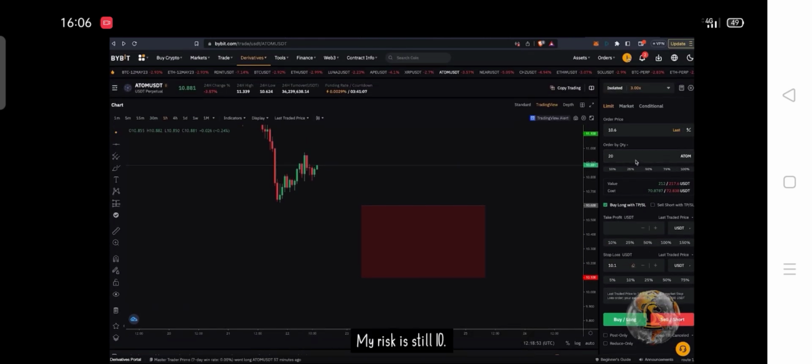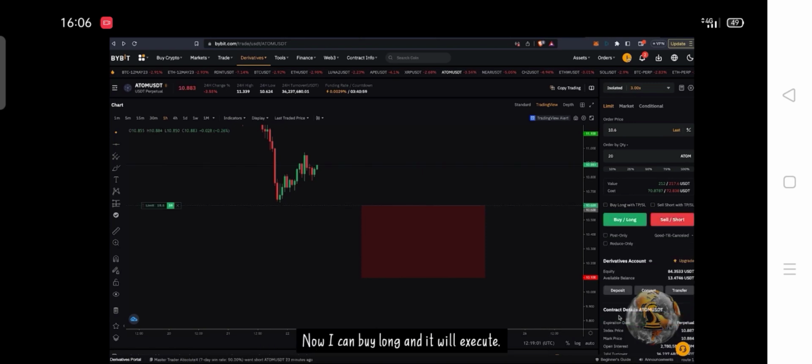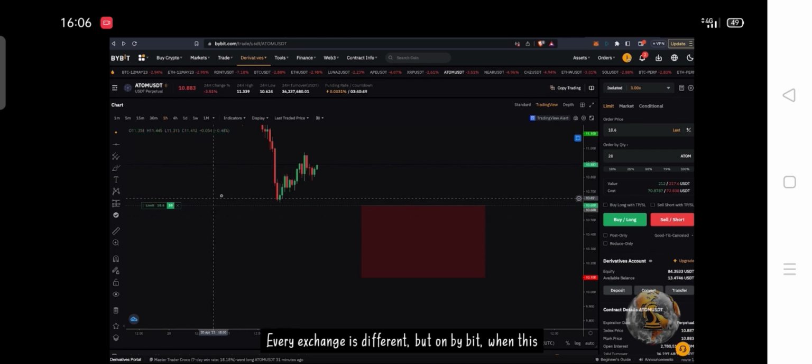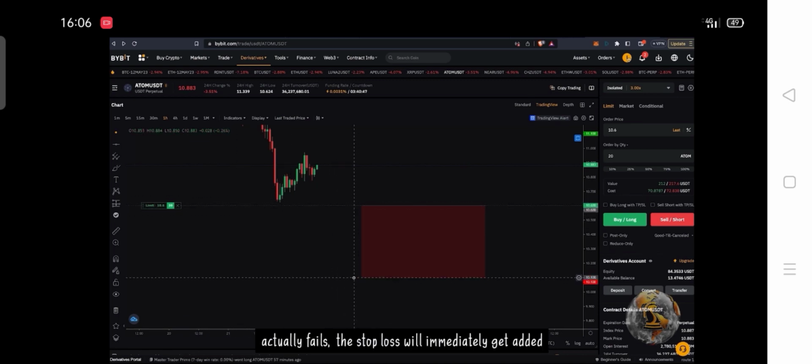My risk is still 10. I'm still getting 20 Atom, and my order price is correct. My stop loss is correct. Now I can buy long, and it will execute. It won't fail. It now goes on the exchange. Note at this point, you might say, where's the stop loss? On this exchange, every exchange is different, but on Bybit, when this actually fills, the stop loss will immediately get added there. So don't worry, that will get added on at the time.